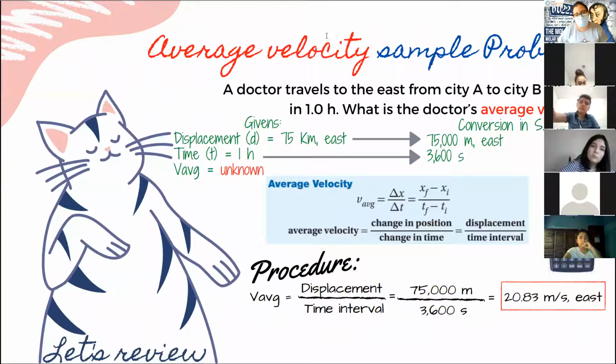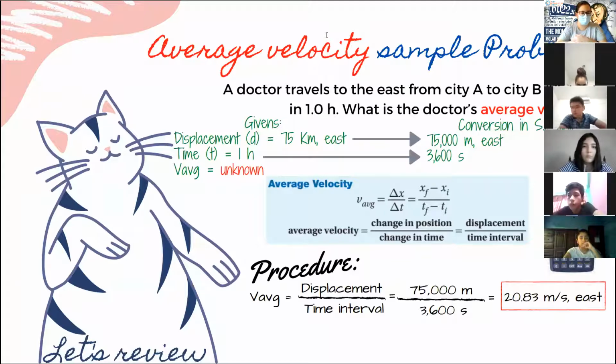Now the time is 1 hour. Now think about the time. 1 hour has 60 minutes and each minute has 60 seconds. So 60 times 60 is going to give you 3,600 seconds. That is the direct conversion factor that we always have.